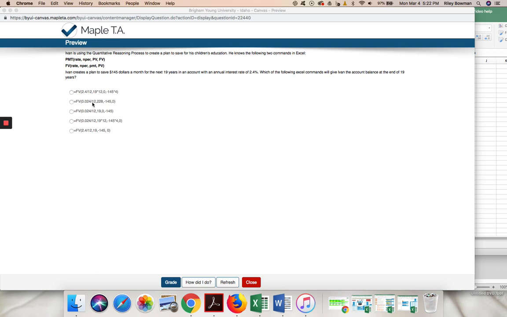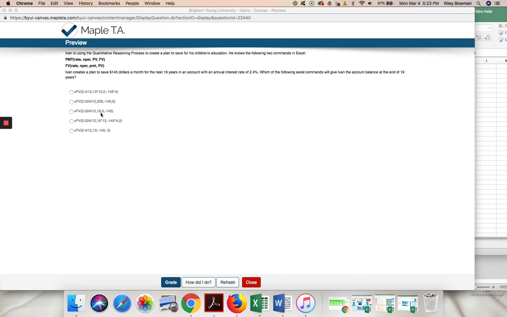Now we need to divide that by 12, and this one's divided by 12, so is this one and this one. So that's good. The next part will be the number of periods, and it's told me 19 years, but that's 12 months times 19 years. Just double checking, 19 times 12 is 228. So this is okay. It doesn't specify 19 times 12, but it is correct. 19 times 12 is 228.